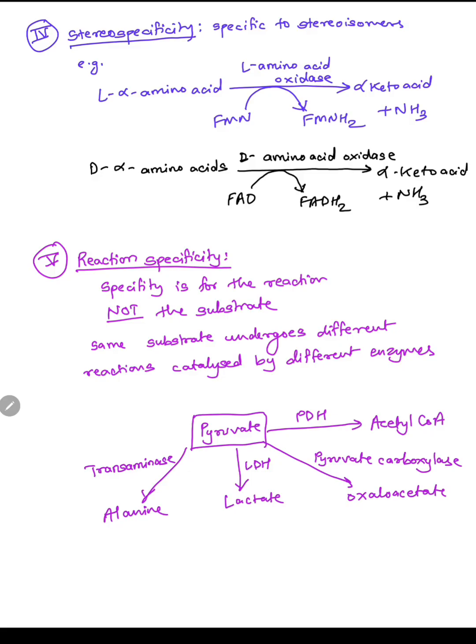And reaction specificity. So there is one molecule like pyruvate. It can undergo a lot of reactions, and each reaction is catalyzed by a particular enzyme. Like pyruvate dehydrogenase converts it to acetyl CoA. Pyruvate carboxylase, as a part of gluconeogenesis, will make it oxaloacetate. Lactate dehydrogenase will make it lactate in anaerobic condition, or transaminase will make it alanine.